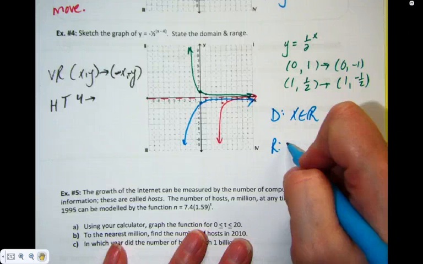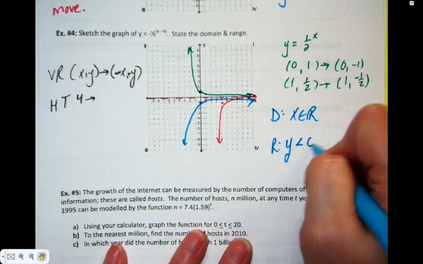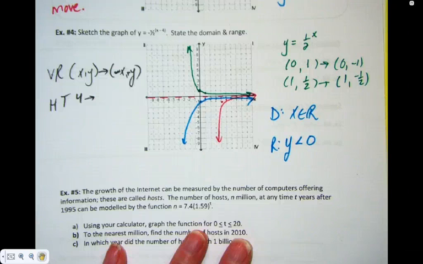Range? There's the offer, y is less than 0.